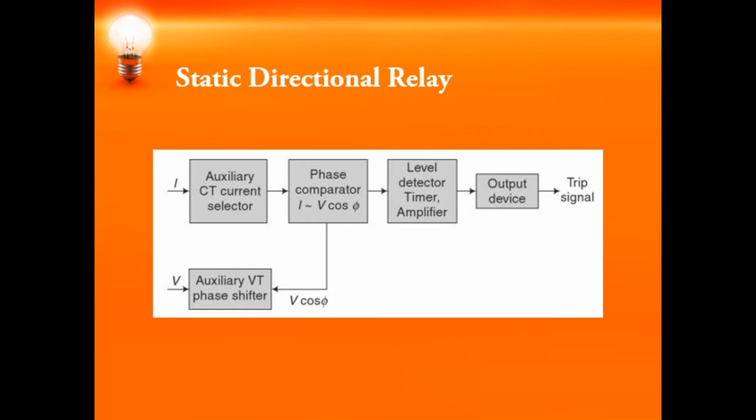If you observe in this diagram, you have two inputs. One is the current and the other is the voltage, and both are given to a phase comparator, wherein it will compare the phase angle difference between the current and the voltage. If it exceeds a predetermined value, then it will issue a signal to trip, as long as the current which is flowing is above the pickup value. So this is your directional overcurrent relay.